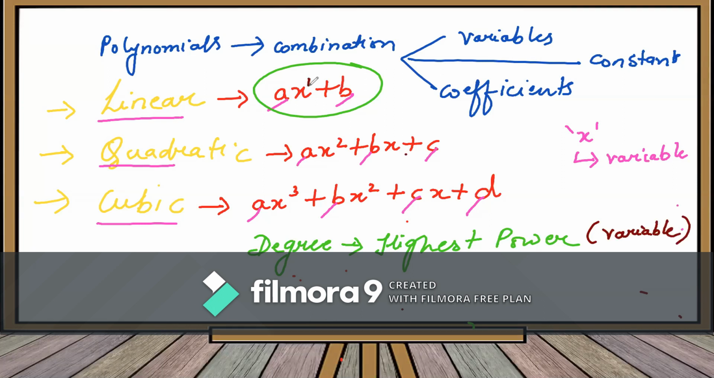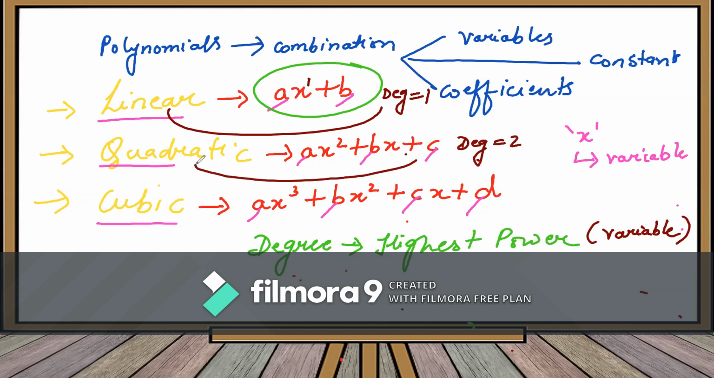Over here the power is 1, so degree 1, it becomes a linear. Can you tell me about quadratic? What is the degree? Degree is 2, so it becomes a quadratic. In cubic, degree is 3, so it becomes a cubic. When the degree is greater than 3, we give it a generalized term, that is a polynomial, right? So when the degree is greater than 3, generally we call it a polynomial.